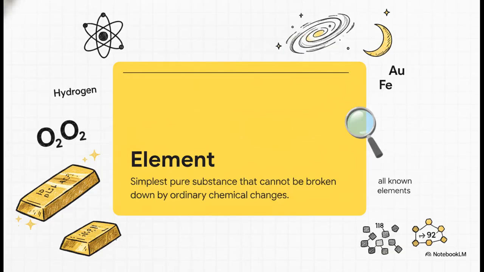That unbreakable wall is what we call an element. It's the simplest, pure substance out there. You can't break it down any further through ordinary chemical changes. We're talking about the classics here, things like hydrogen, oxygen, iron, or gold.